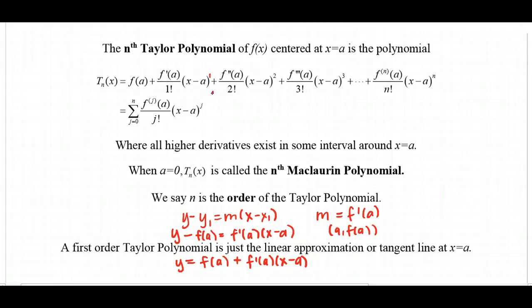Hopefully you can see that's just stopping right here in the Taylor polynomial formula. f of a plus f prime of a, well 1 factorial is 1, times x minus a. So we've already done an example of a Taylor polynomial when we did linear approximations, but now we're trying to go further and find higher degree polynomials that can approximate any function we want.